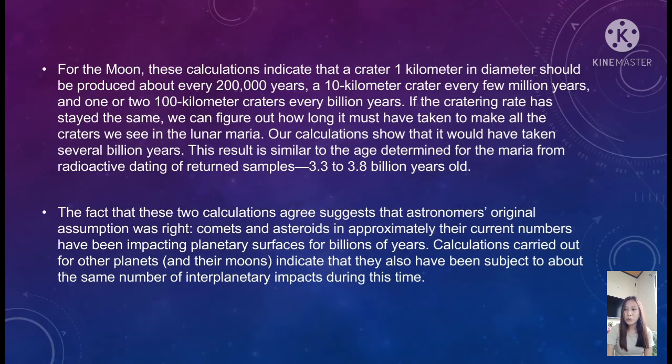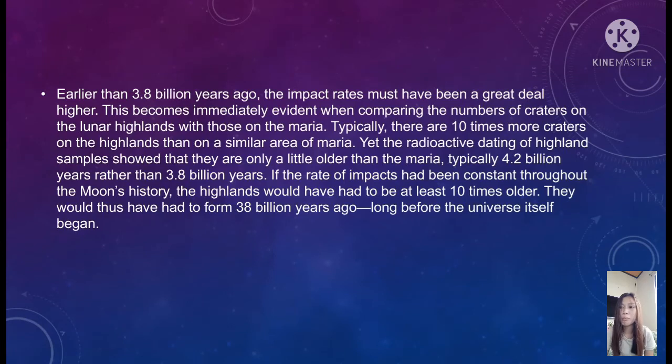The fact that these two calculations agree suggests that astronomers' original assumption was right. Comets and asteroids in approximately their current numbers have been impacting planetary surfaces for billions of years. Calculations carried out for other planets and their moons indicate that they also have been subject to about the same number of interplanetary impacts during this time. We have good reason to believe, however, that earlier than 3.8 billion years ago, the impact rates must have been a great deal higher.